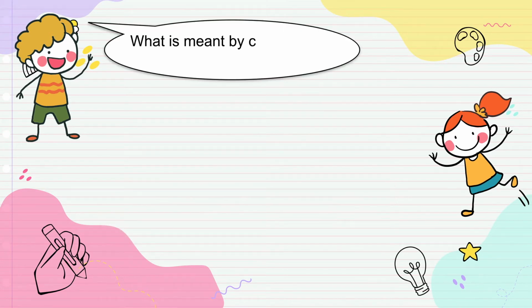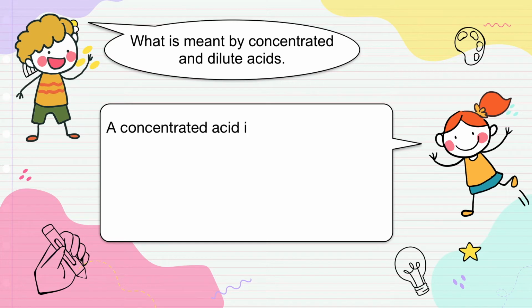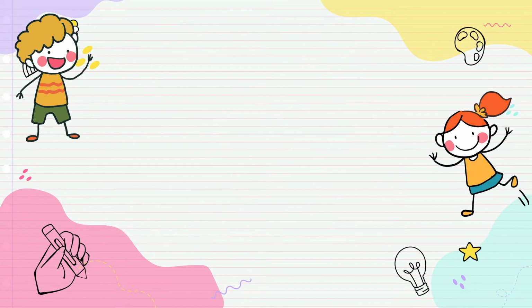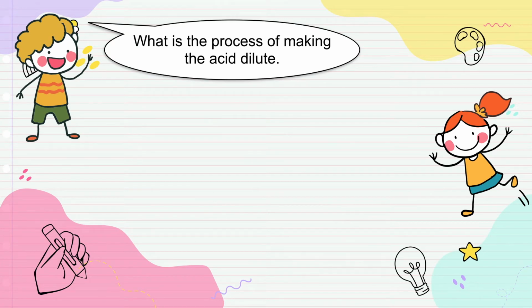What is meant by concentrated and dilute acids? A concentrated acid is one which contains a minimum amount of water in it. A dilute acid is one which contains much more water in it. What is the process of making the acid dilute?